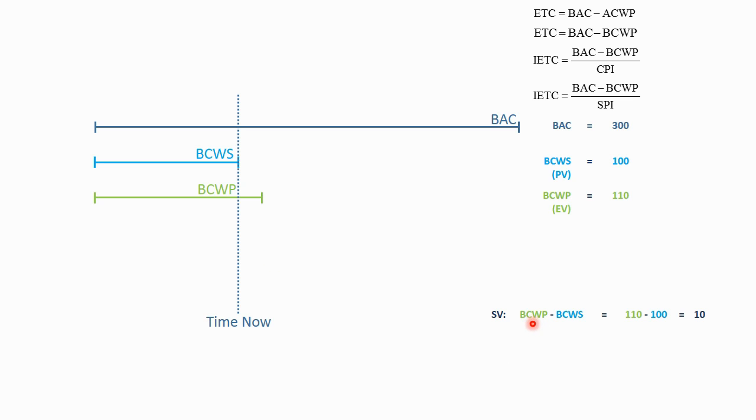The schedule variance, the work performed minus the work scheduled, is 110 minus 100. We're 10 hours ahead of schedule. Our schedule performance index is the work performed divided by the work scheduled, 110 divided by 100. So our schedule performance index is 1.1.